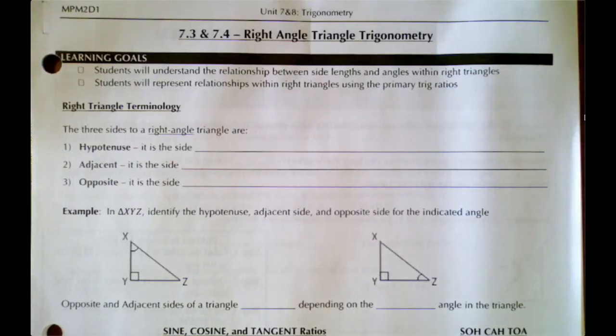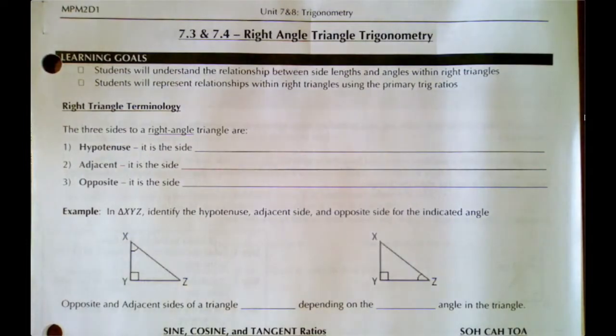This is lesson 7.3 and 4, and this is about right angle triangle trigonometry. In this lesson, we're going to break it into 3 parts. In the first part, we'll talk about right angle triangle trigonometry. In the second video, we'll solve for sides, and then in the third video, we'll solve for angles.